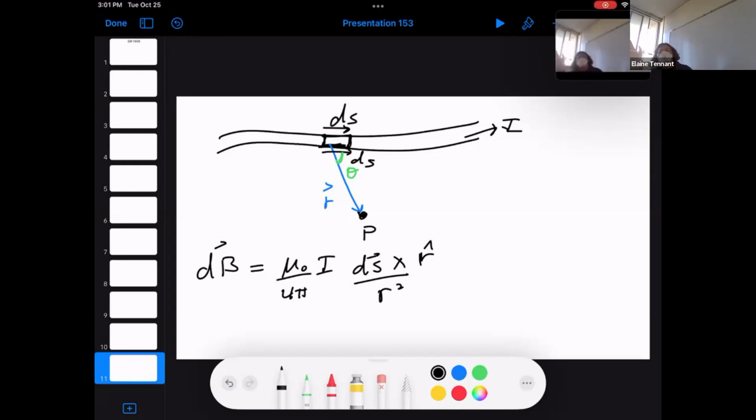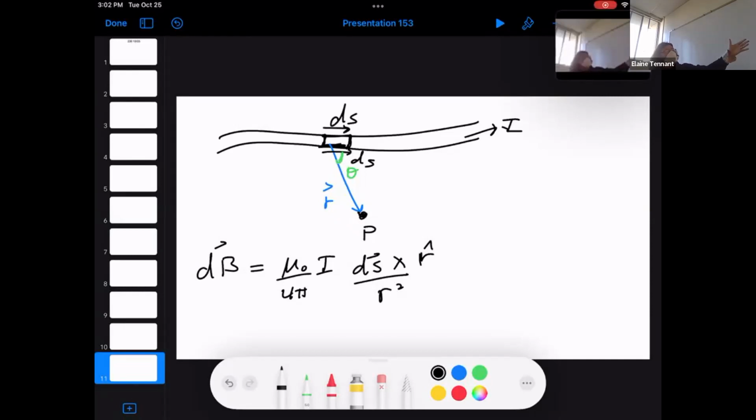Okay, there's a lot here. Let's break this down. First, mu naught over 4 pi, constant. Have we discussed mu naught yet? I don't remember. Okay, I'm going to discuss it probably on Thursday. It's very similar to epsilon naught, the permittivity of free space, where mu naught is the permeability of free space. It's how easy or hard it is to get a magnetic field in somewhere. Over 4 pi, again, we got some constants running around.